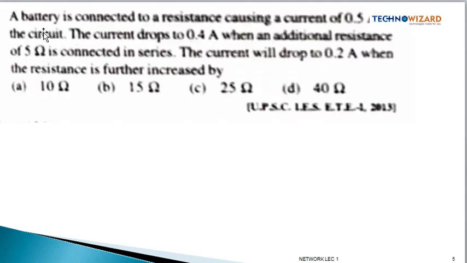Okay, next question is, a battery is connected to a resistance causing a current of 0.5 ampere. Okay, let me draw the circuit. A battery is connected to a resistance, I'm denoting it with the R and the battery with V, causing a current of 0.5 ampere. So we'll apply the KVL.